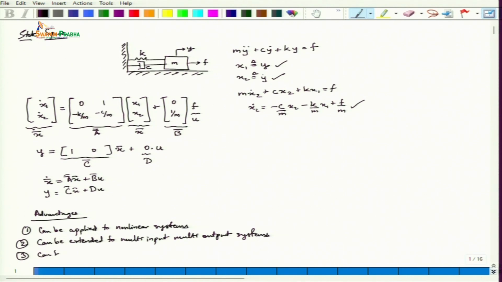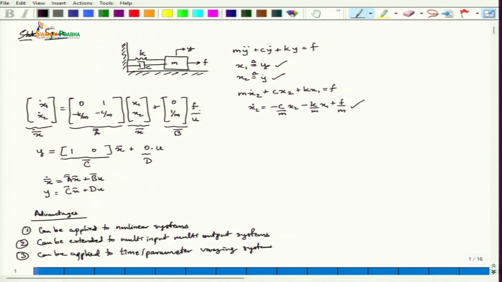Third, it can be applied to time or parameter varying systems. So the basic idea is it can be applied to nonlinear systems. So this A, B will then just be some vector of functions. It can be applied to multi-input, multi-output systems.